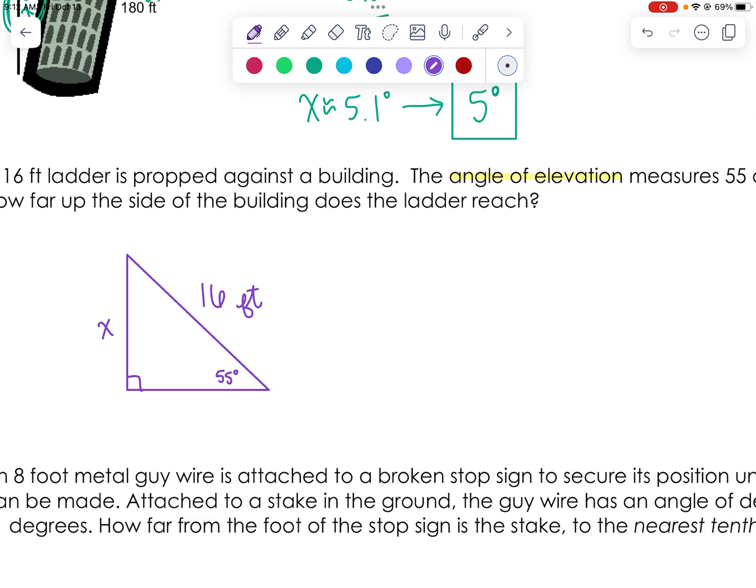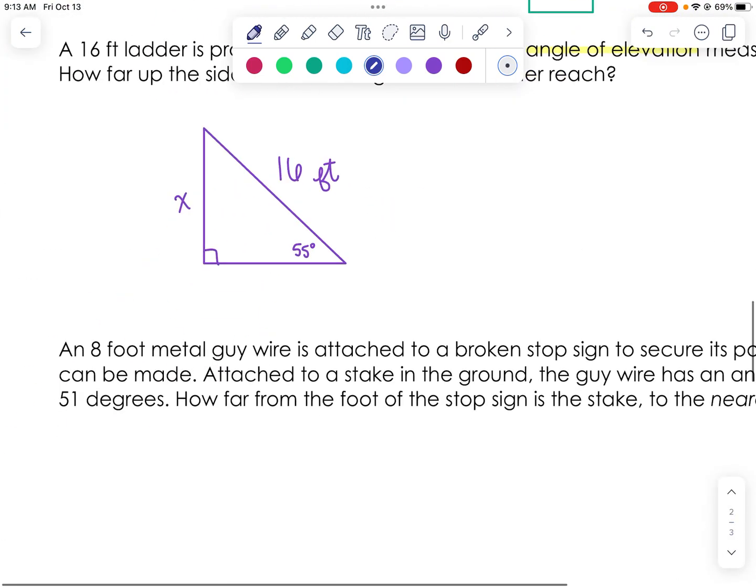Now, I want you to pause the video and see if you can figure this one out on your own. So hopefully you can figure this one out, but go ahead and pause the video so you can attempt it first. Okay, hopefully you paused the video and you're wrapping up this problem.